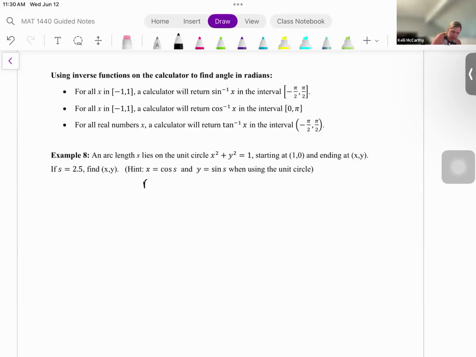So a quick understanding here. We know that S is equal to theta over 2 pi times 2 pi r. This is our fraction of our circle in radians multiplied by the circumference. Now, if we simplify this, we get S is equal to theta times r, but we know that the radius of a unit circle is 1. So this tells me that S is equal to theta. So the measure of our arc length is actually equivalent to the number of radians for our central angle.